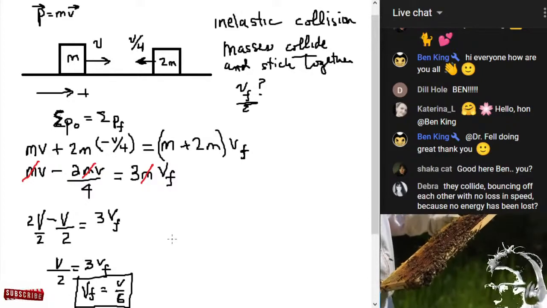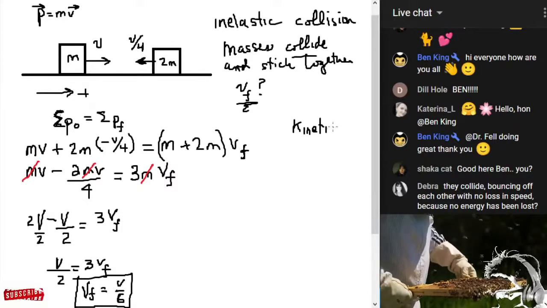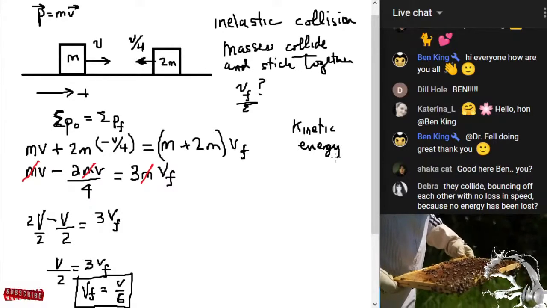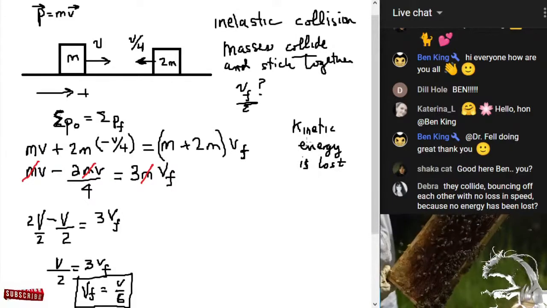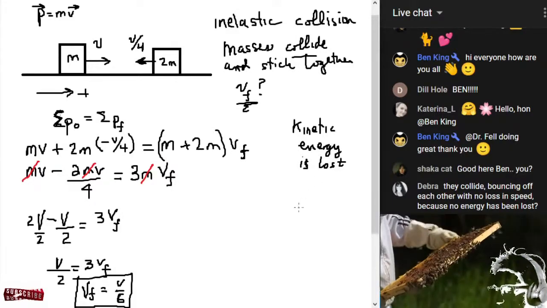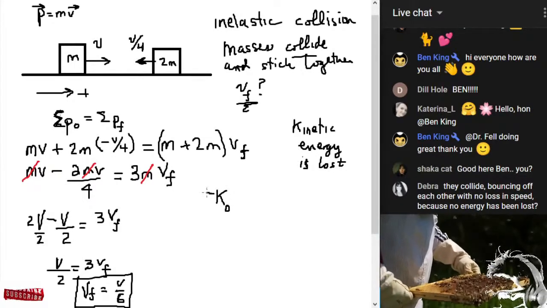Now in this one, energy is lost. So kinetic energy is lost, always lost in an inelastic collision. Remember what kinetic energy is? Energy of motion. So let's see what our kinetic energy initial was.